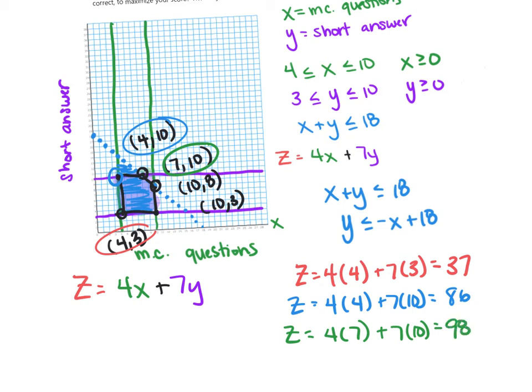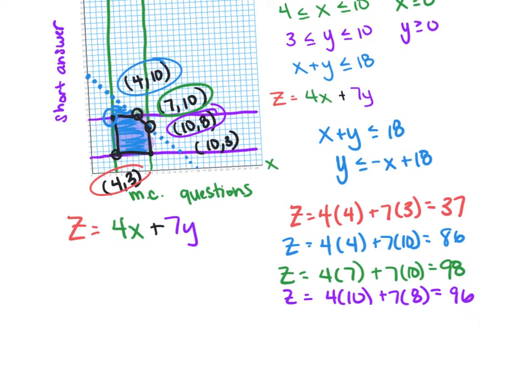At that point, let's take the point 10, 8. So Z equals 4 times 10 plus 7 times 8. So that's 96. And then the last point, 10, 3, is here. So Z is equal to 4 times 10 plus 7 times 3. So that's 40 plus 21, which is 61.